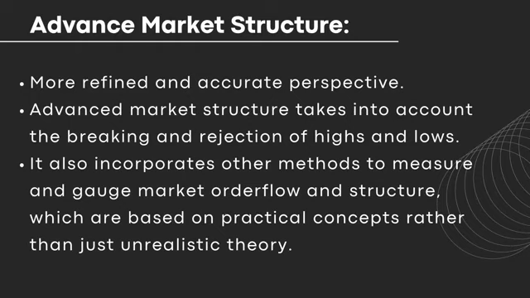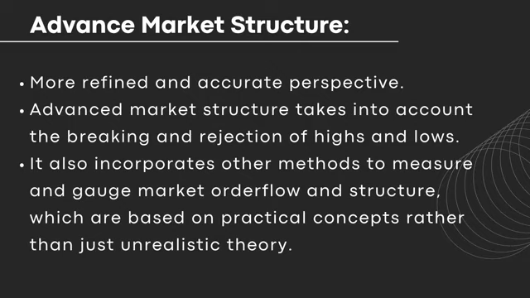So this type of market structure provides a more refined and accurate perspective of price and how you're going to be approaching it. This type of market structure, or advanced market structure, considers breaking and rejecting of highs and lows. Now we're going to discuss what each of them means in just a minute, but that's what it's specifically based around: breaking of highs and lows, and the rejection of highs and lows.